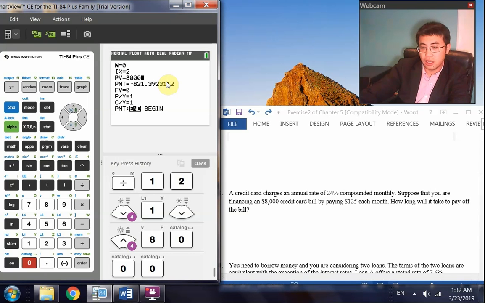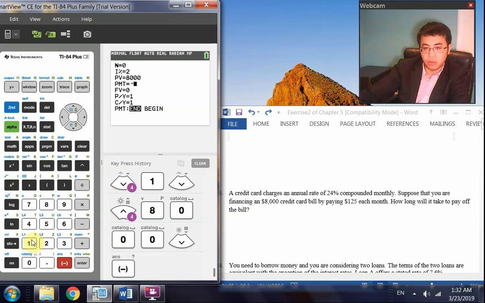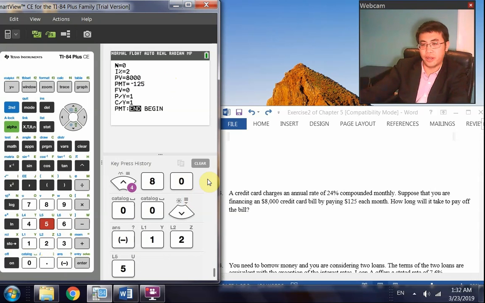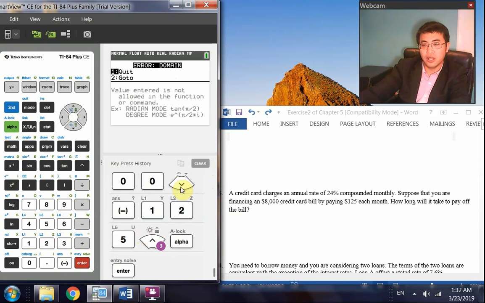And then I move down, and I'm going to pay $125. So that's going to be negative. All right, I'm going to pay that money. So after everything is set up with 0 future value, I move all the way up to solve for n, and I will get an error. Okay, I will get an error. So if I do alpha, enter, that's an error. So what's happening? Why did I get an error? Did that mean I put the numbers wrong?